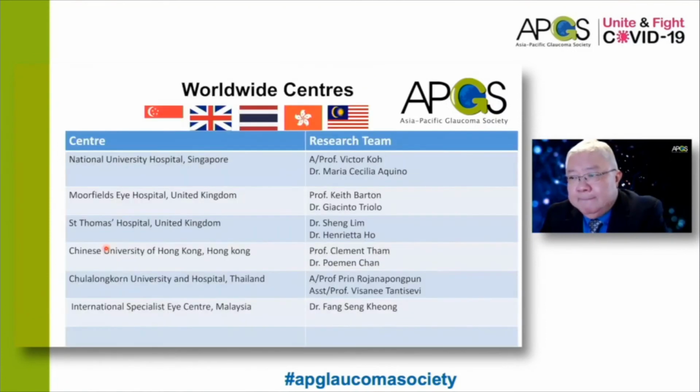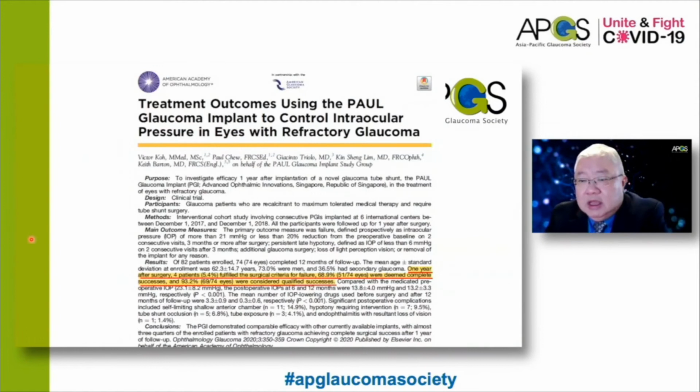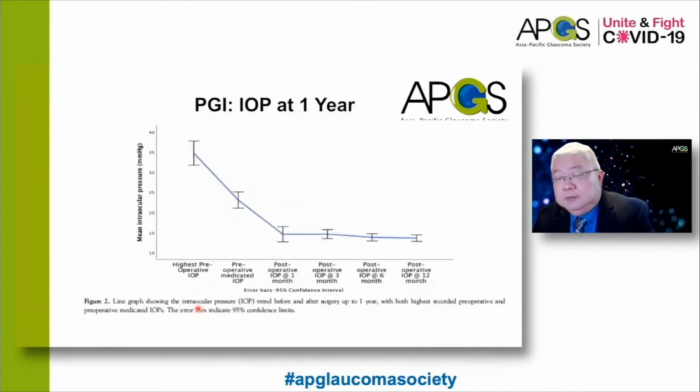How have the results been? Well, here's the multi-center trial that we did on the first case series. The outcomes are that at 1 year, we had 4 failures. About 69% were complete successes, and 93% were considered qualified successes. So this is quite a high level of success in the treatment group. Here are the pressure lowering results at 12 months, and you can see that the range of pressures was usually below 15 throughout the 1 year that we followed them up.